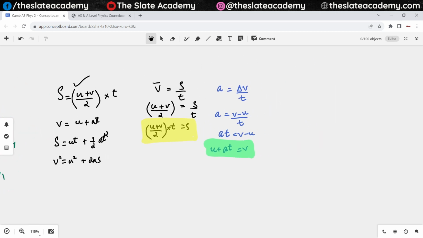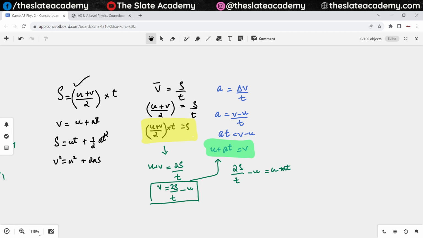Once we have got the second equation, using the first equation I would find out the value of v. Rearranging, I get u plus v is equal to 2s divided by t, and v will be equal to 2s divided by t minus u. This is the value of v. I will take this value of v and put it in the second equation. Instead of v, I write 2s by t minus u is equal to u plus at. Agreed?